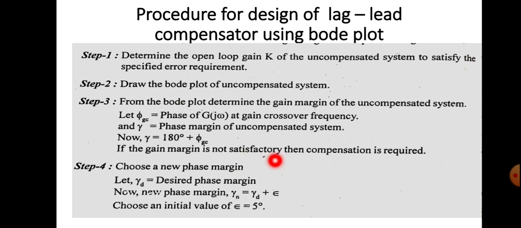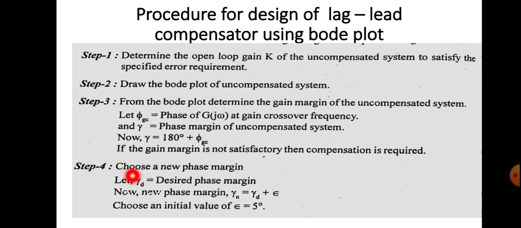So if the phase margin is satisfactory, then compensation is not required. These quantities we will obtain from the graph itself. Once we obtain the value of gamma, we can check whether it satisfies our requirement. If it is not satisfied, then we have to design a lag-lead compensator. For that we go to step 4, where we have to choose a new phase margin.